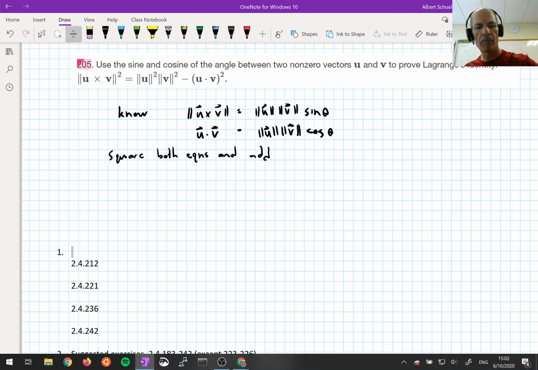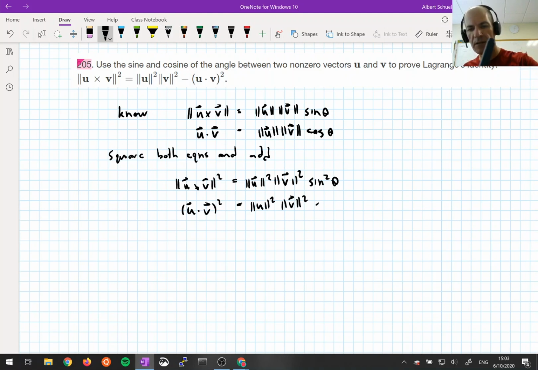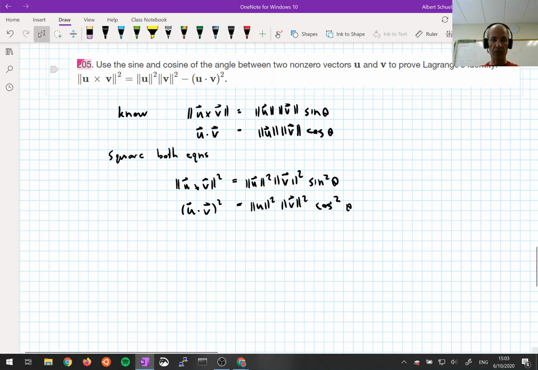And if I do that, what do I get? I get magnitude of u cross v quantity squared is magnitude of u squared magnitude of v squared sine squared. And of course, u dot v quantity squared is magnitude of u squared magnitude of v squared cosine squared. Now, maybe I wouldn't have figured out to add, but I square both equations and I get something like this. Well, I see the sine squared and the cosine squared, and that should jump out at me: sine squared plus cosine squared equals 1. If I add these two equations together, I can use that identity to eliminate the sines and the cosines. So I'm going to add these two equations together.